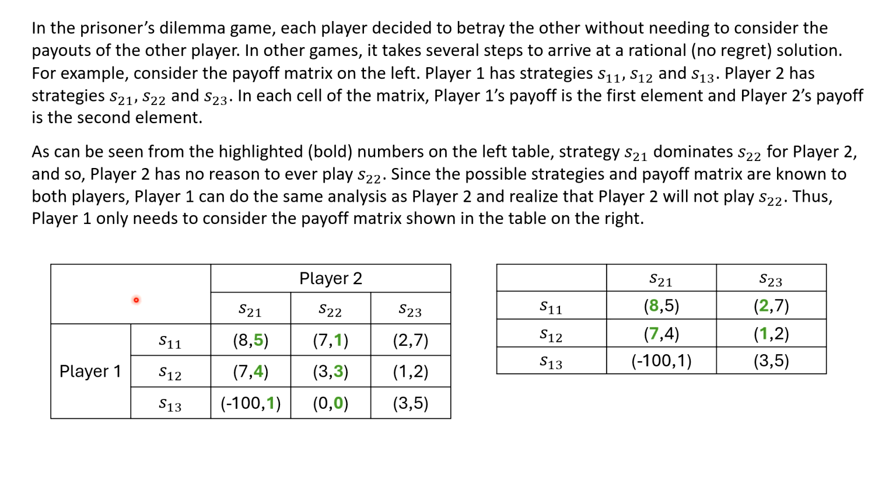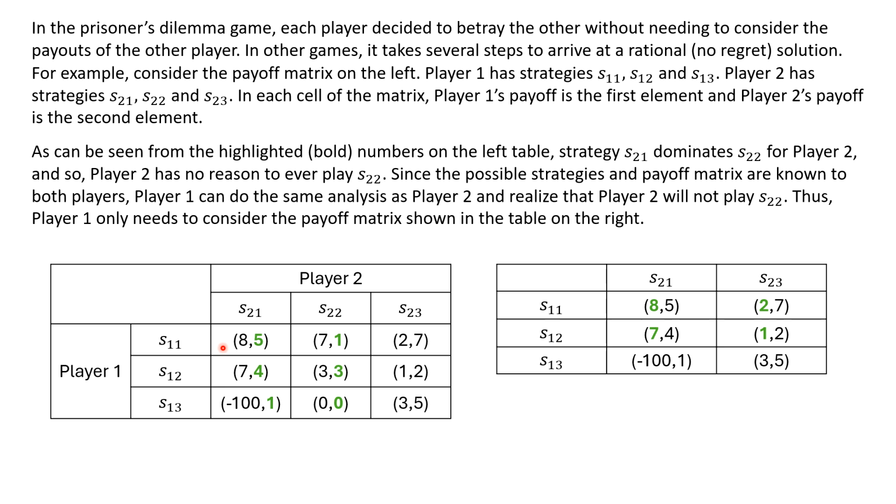So on the left here, consider the payoff matrix. Player 1 has strategies S11, S12, S13, and player 2 has these strategies shown here, and these are the payoffs. And what you can see from this analysis, and keep in mind both players can see the payoff matrix, is that the assumption is they arrive at similar conclusions.